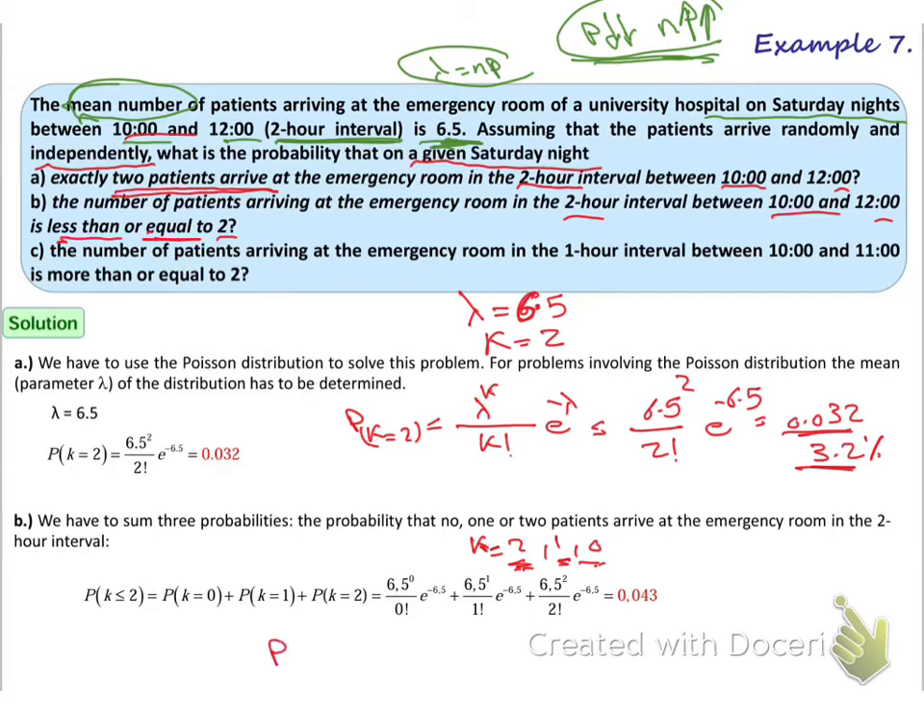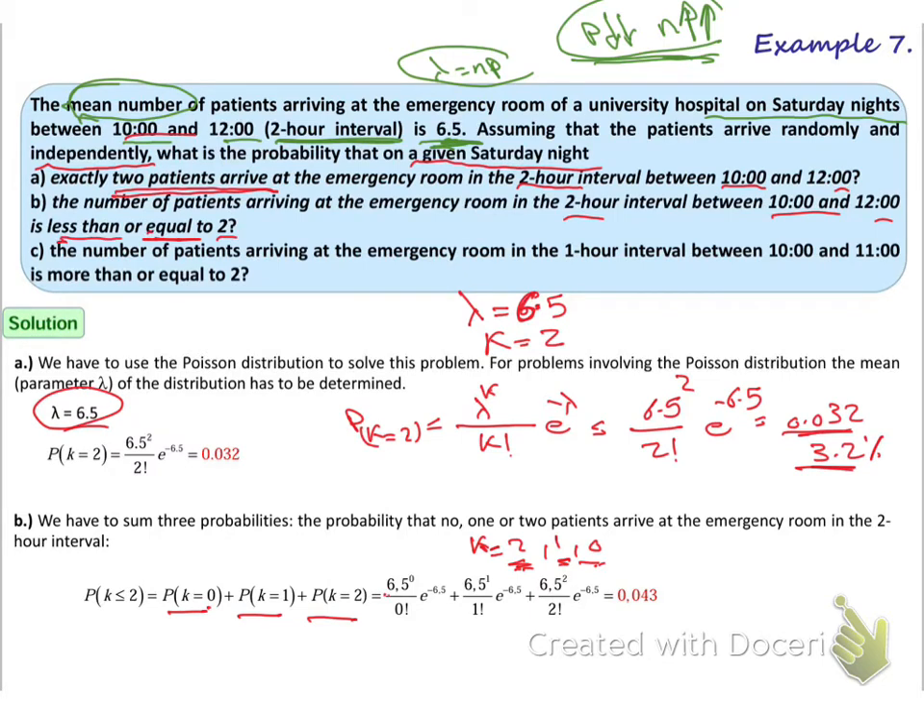So I'll get the probability k equals 2, the probability k equals 1, and the probability k equals 0. The 3 probabilities, and add them up. Here he wrote them down: the probability of k equals 0, the probability of k equals 1, the probability of k equals 2, and he substituted them in the formula. So lambda is 6.5, which we have.